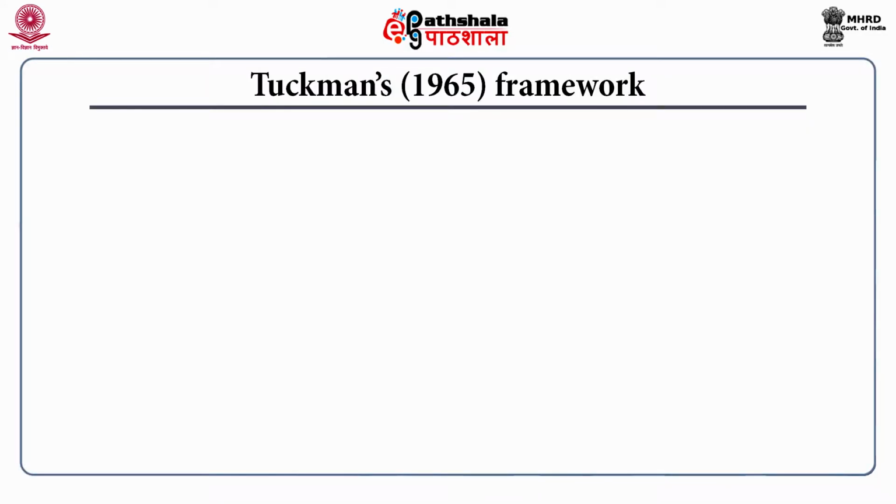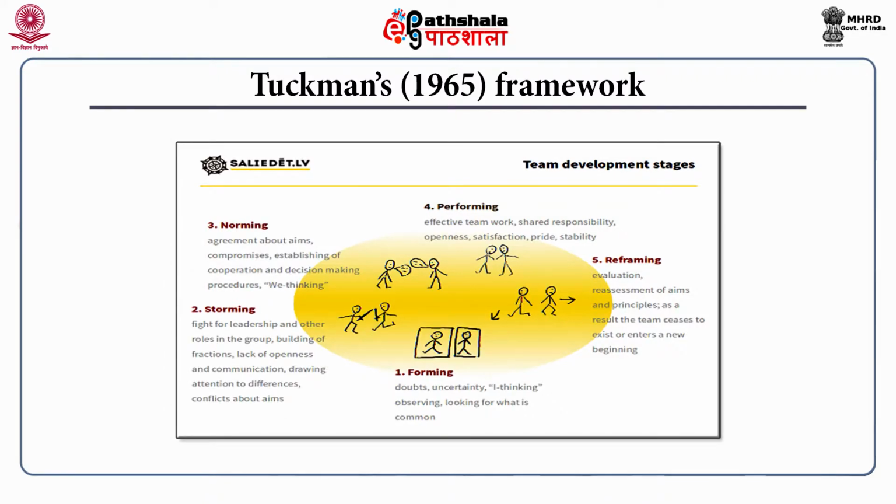Tuckman's 1965 framework, which displays the team development stages. As the slide is clearly displaying, there are 5 stages in development of any team. First is forming, second is storming, third is norming, fourth is performing, and fifth is reframing. Now let's have a detailed explanation of all the stages.